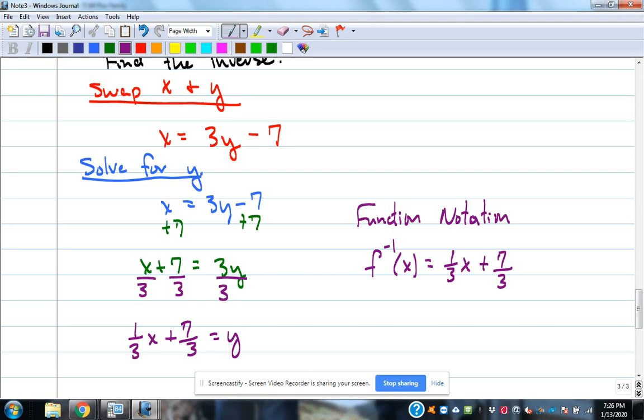If I graph the original problem and this one, they're going to reflect across the y equals x line. If I did the function composition with this answer and the original problem, I'm going to get plain x back, because they're inverse functions of one another, okay? So function inverses are easy to find, sometimes, not always, but sometimes they're easier to find. So let's do another one.